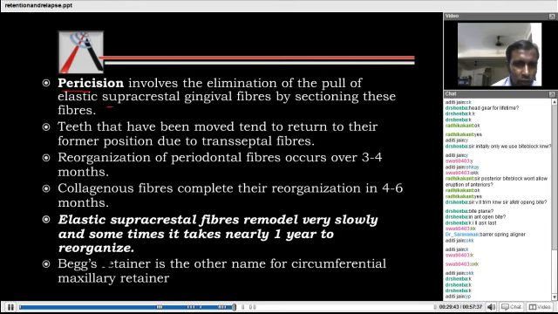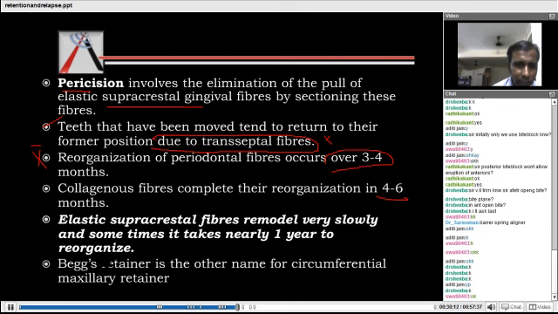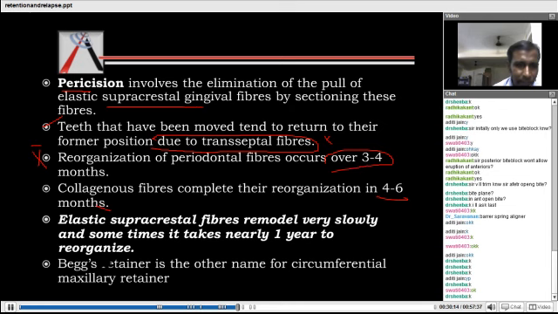Pericision is nothing but your supracrestal fibrotomy. As I told you, the teeth tend to come back to the original position, particularly because of your transseptal fibers. Very important: you have to cut the transseptal fibers. The reorganization of the periodontal ligament takes at least 3 to 4 months. Please know these durations. The collagen fibers take at least 4 to 6 months to reorganize. That is why retention should be done for a minimum of 8 months.